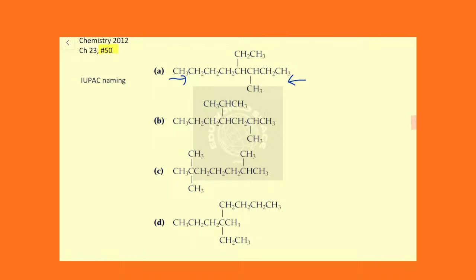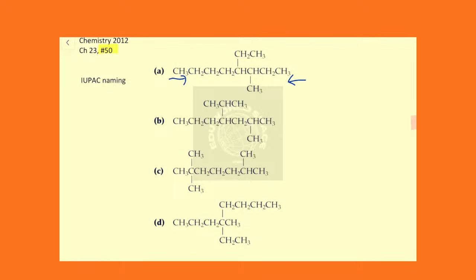1, 2, 3, 4, 5, 6, 7, and 8. Okay, so we got 8 carbons, meaning we have octane, right? We got an octane for 8.